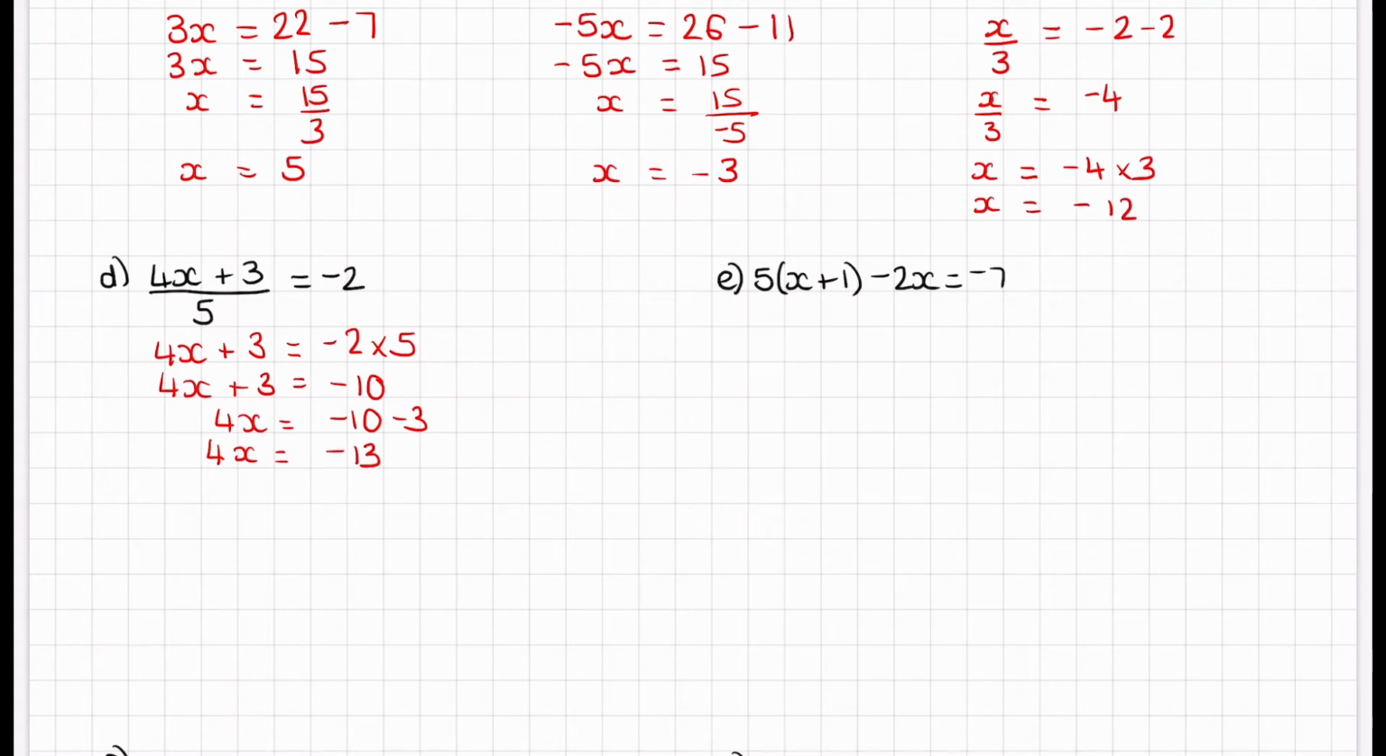And then we've got 4 times x, so we need to divide by 4. So our answer will be negative 13 over 4.